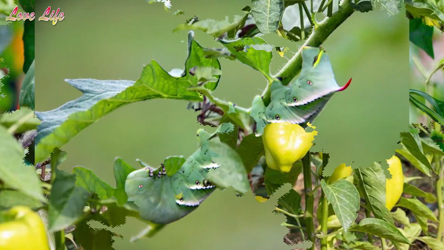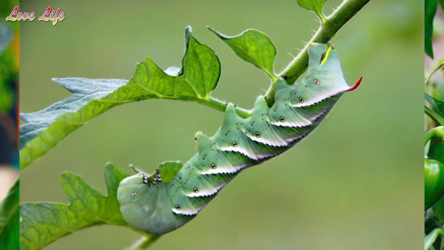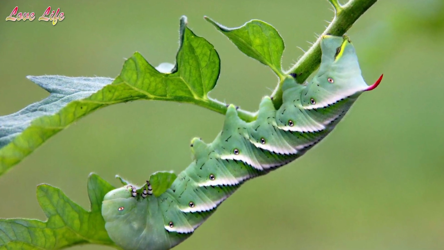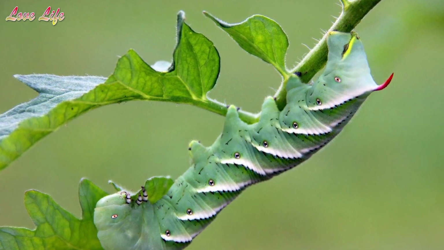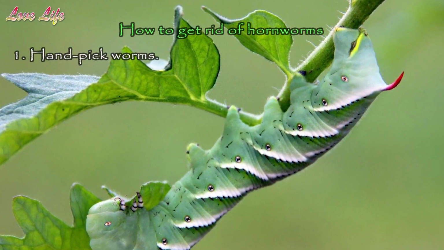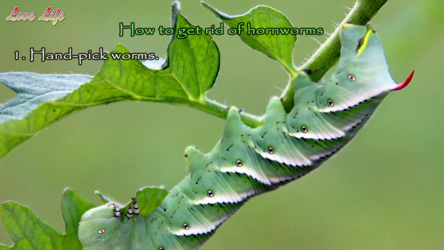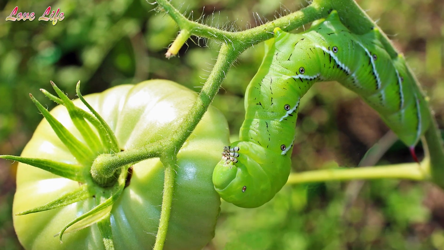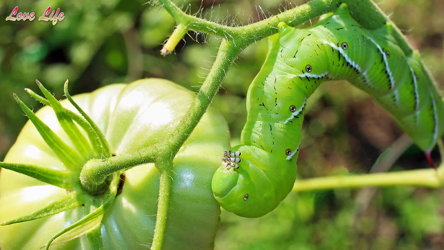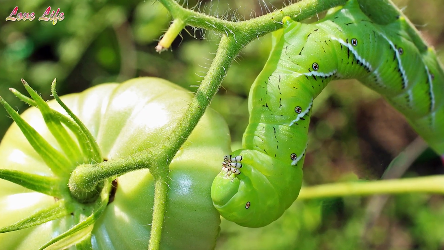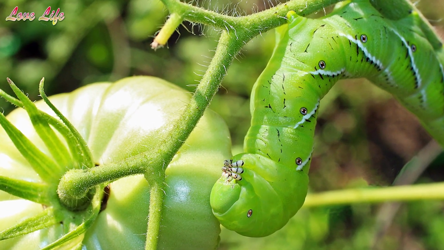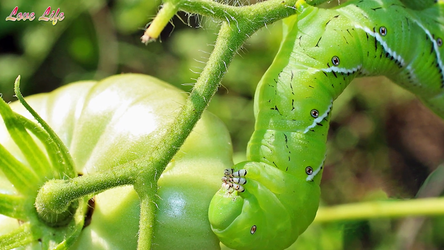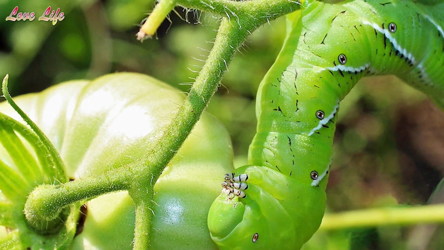Now, how about if you already have hornworms? We've seen how you can prevent hornworms, but how about if they are already in your garden? This is how you can get rid of hornworms. 1. Handpick the worms. Because they are usually not present in large numbers, you can often control hornworms by simply handpicking them off the plant and destroying them. Don't fear the horn, it's harmless. Drop them into soapy water or feed them to the chickens if you have chickens.